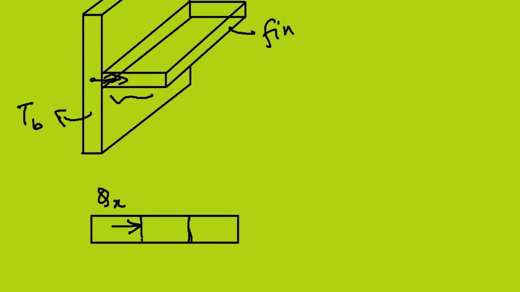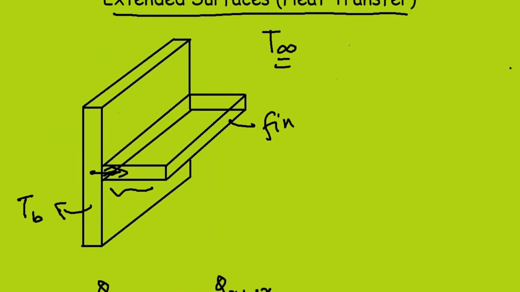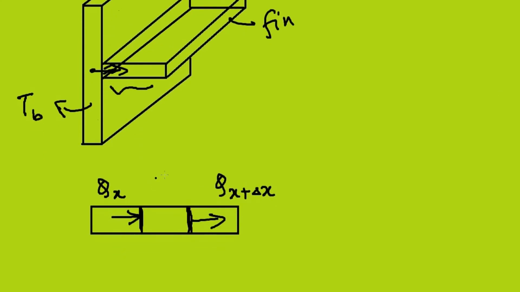This is the element on which we are doing the energy balance. Now the heat which goes out of this element can be written as Qx plus del x. This is the heat rate which is moving out of this element. Now as this is exposed to an ambient at a temperature T infinity, there will be convection. I will represent this heat rate due to convection as Q convection. So these are what we need to balance now.